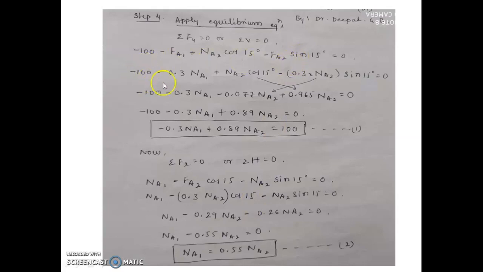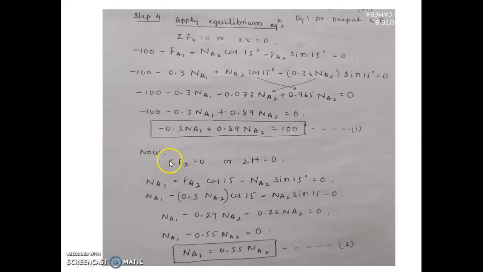Then I will apply Fa1 equals mu into Na1, and for this Fa2 equals mu into Na2, because limiting friction is equal to mu times normal reaction. I will use that relation, then simplify and substitute here. You can go through these steps. Then I obtain this equation: minus 0.3 Na1 plus 0.89 Na2 is equal to 100. I will call this equation 1.